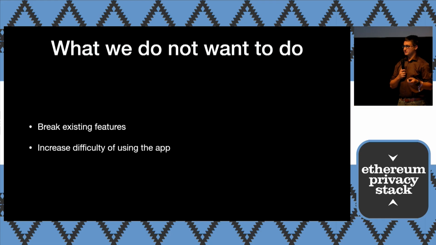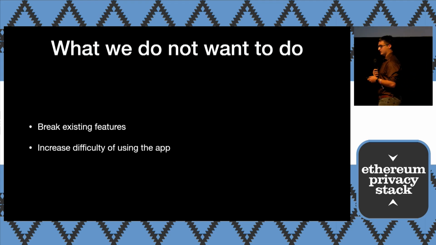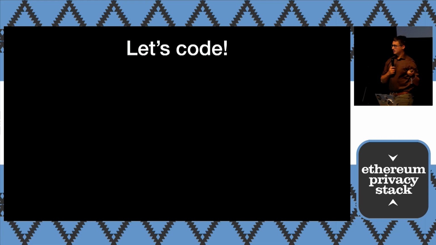We also don't want to break any existing functionality, so we wouldn't like to break, for example, background sync that we have in Cake, which, if you enable it, will check on your device if there are any new transactions coming to your address and send you notifications if there are. And we also wouldn't like to increase the difficulty of the app itself. So let's do some coding.